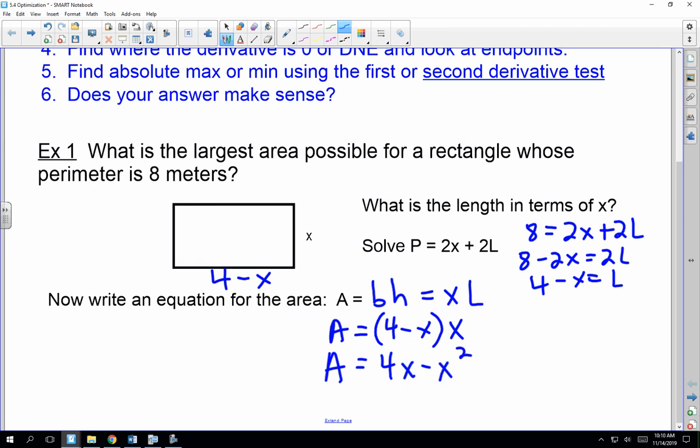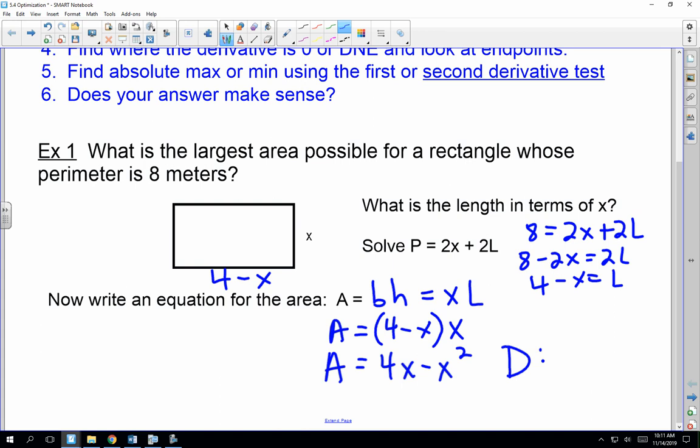All right, what would you say is a reasonable domain for this? I think we can do this without even graphing it. This is a parabola that would be facing downward. What's the minimum value x could be, non-inclusive? 0. Right? Minimum would be 0, non-inclusive. And then it's going to go up to 4.